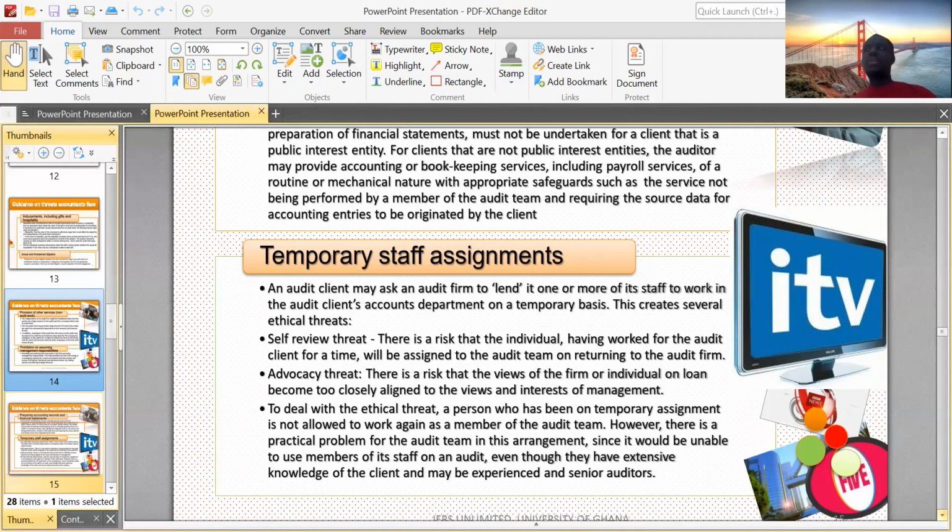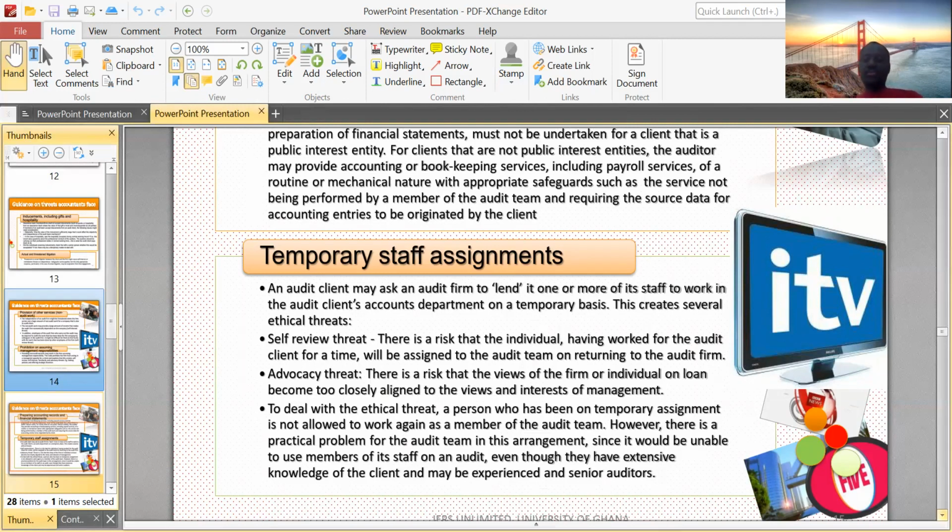Number one is the self-review threat. Once you release your staff to the client, there are situations where your staff might have to review their own work, and that will create a self-review threat. It also creates an advocacy threat, because once you release your staff to the client, they might align themselves with the interest of management and become their advocates. You do not want that to happen. So how do we deal with it? The person who has been on that temporary assignment is not allowed to work again as a member of the audit team for that particular client.